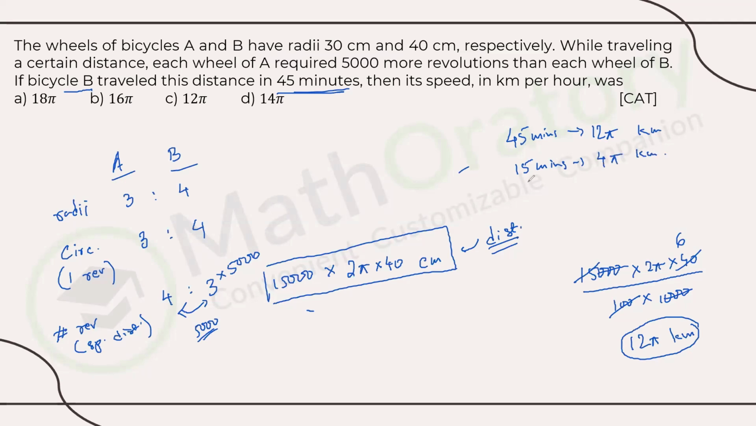So just add this, and in 60 minutes you get 16 pi kilometers, or that should be the speed in kilometers per hour. So that's our answer for this problem. Pretty simple one.